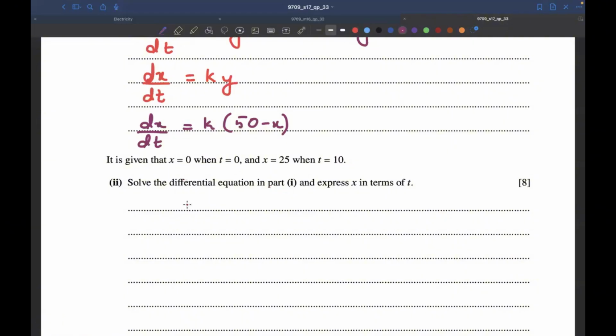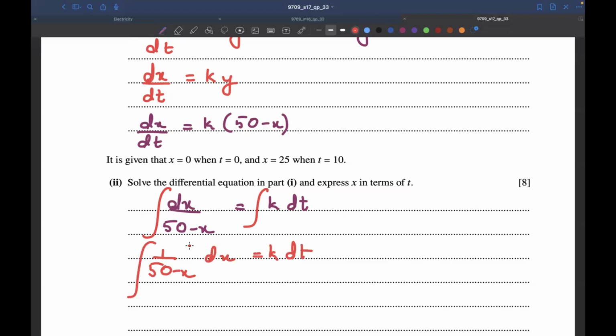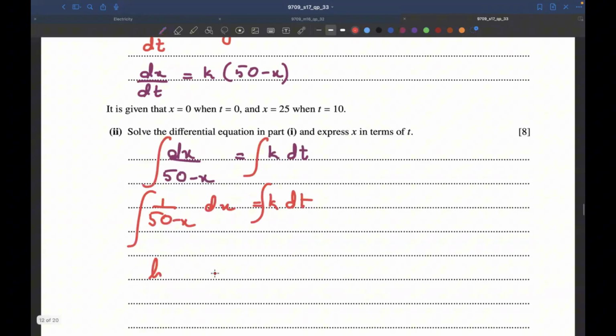Now to solve a differential equation, we'll bring the variable x with dx. So we can write it as dx upon 50 minus x is equals to k dt. And the next step will be to integrate both the sides. So when we integrate 1 upon 50 minus x, that will become ln of 50 minus x, and we'll put a negative sign as the derivative of 50 minus x is minus 1, is equals to kt plus c.